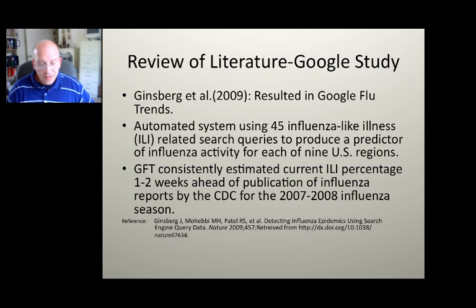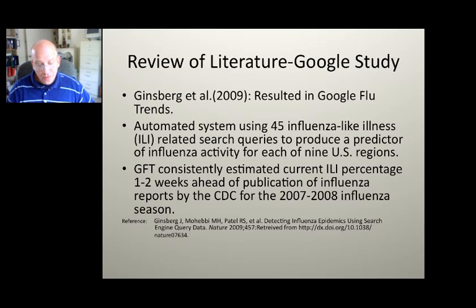This automated system used the 45 web search queries that scored highest in a Z-transform correlation across the 9 regions for influenza-like illness, or ILI-related search queries. Using weekly ILI percentages between 2003 and 2007 for all 9 regions, a single region-independent coefficient is produced for use in the model that allows GFTs to detect ILI percentages from searched query data.